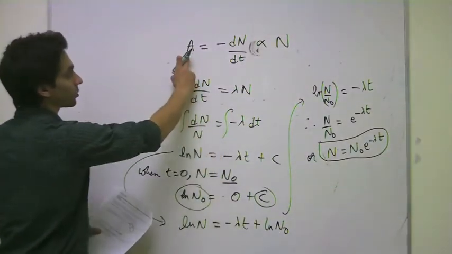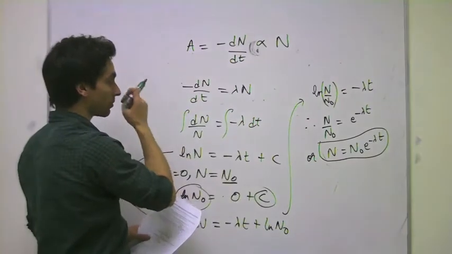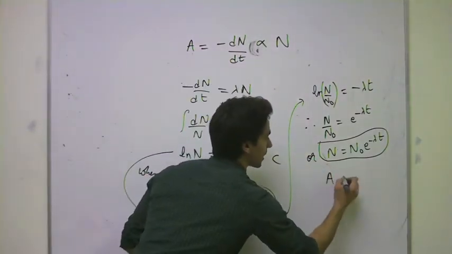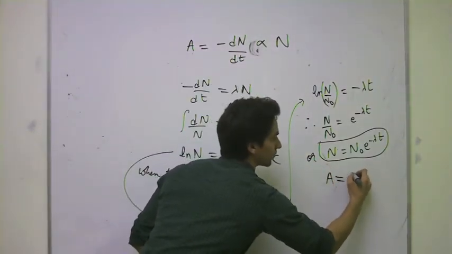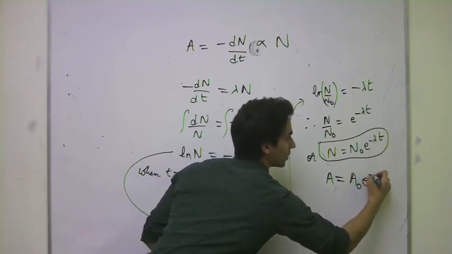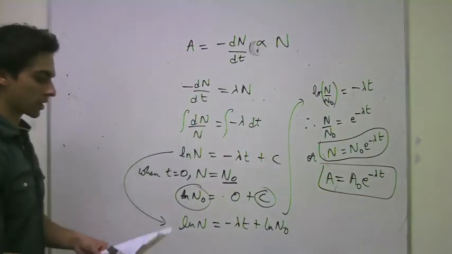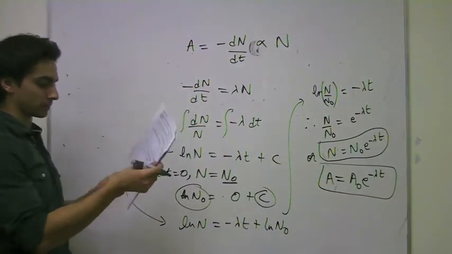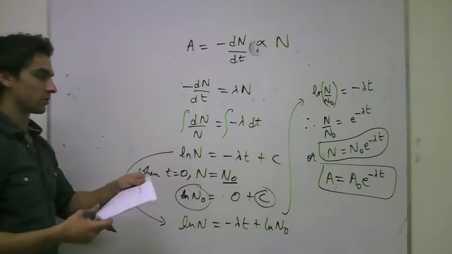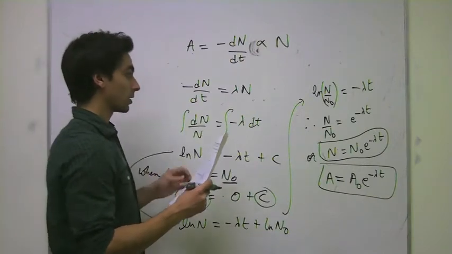Also we know that the activity is proportional to the number of nuclei present, and therefore the activity at any given point also reduces exponentially with time. So these are the basic defining equations which the students will need to use in most of the numericals.